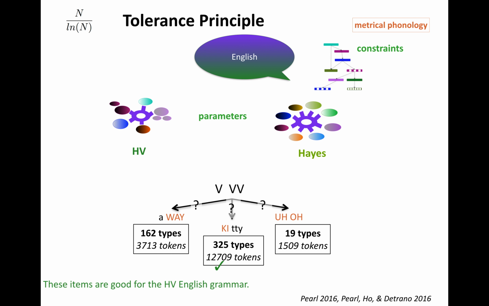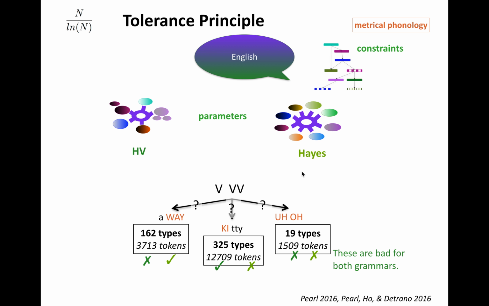Now, the tolerance principle, actually, let's sort of walk through which ones are good or bad for each of our two possible representations. So if you look at this one, these are actually good for this English grammar representation, and they're bad for that one, okay? And then over here, these are bad for this one, but good for that one, right? So sort of opposite feelings, so to speak, from each representation. And then these are bad for both, right?